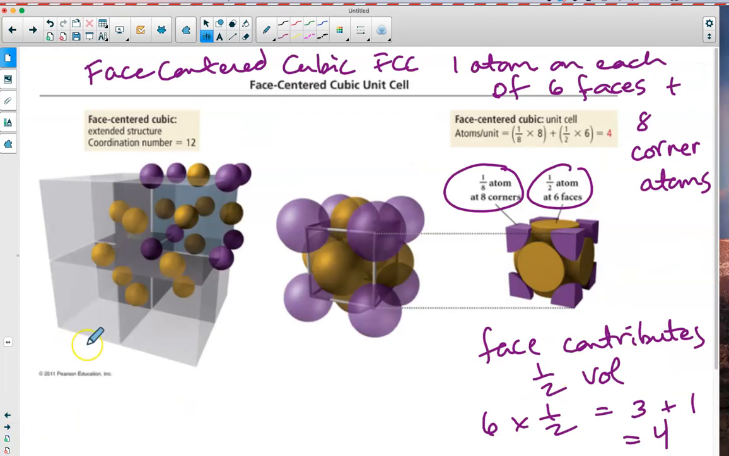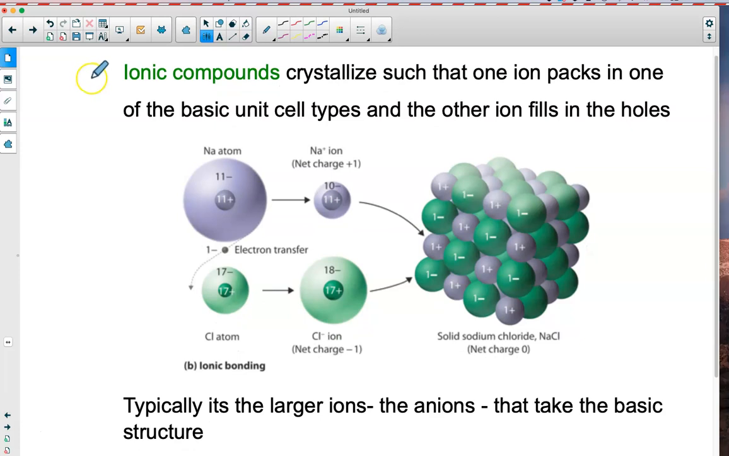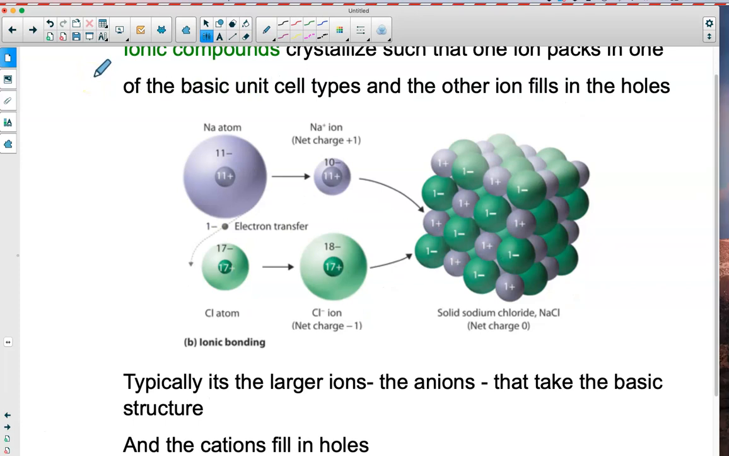All of these structures that I've shown you so far, the simple cubic, body-centered cubic, and face-centered cubic, in order to be considered one of those structures, all the atoms have to be identical. But our ionic crystals also adopt these types of unit cell structures, although we describe them slightly differently, because now you have one of the ions packing into one of those basic unit cell types, and the other ions are filling in the holes. And so that's illustrated here for sodium chloride. And this is typical of ionic crystals, in which it's the larger ions, the anions, that take the basic structure, and then the cations fill in the holes.